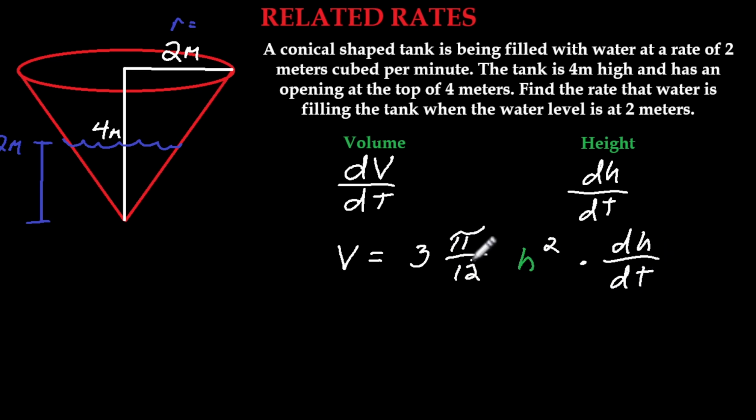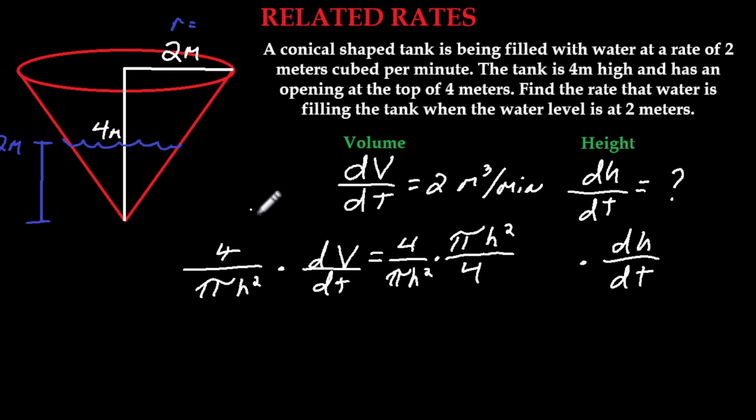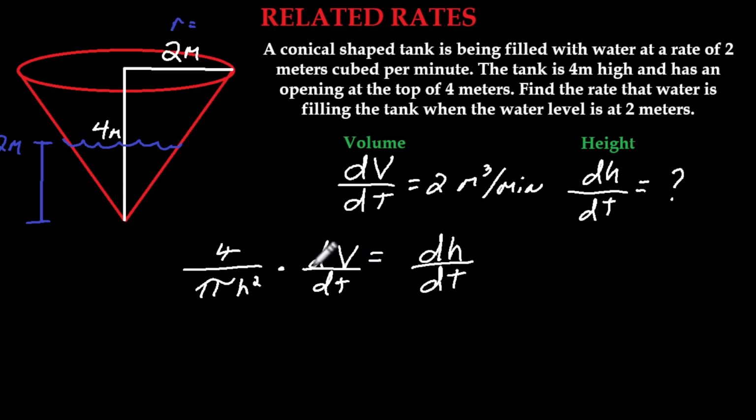And then over here, the 3 and the 12 can be simplified with the h squared in the numerator. And on the left side, since we differentiated, this becomes dV/dt. dV/dt was given initially as 2 meters cubed per minute, so 2 meters cubed per minute. And in order to get what we're trying to find, which is h with respect to t, we're going to multiply both sides by the reciprocal of this. So on the right-hand side, once this simplifies, the only thing left is dh/dt. Looking on the left side here, I know dV/dt is 2, so we'll substitute that in. And simplifying, we have 4 times 2 is 8 in the numerator.